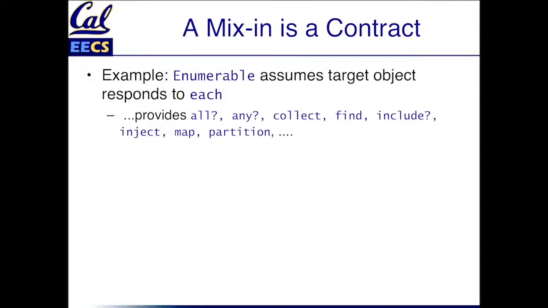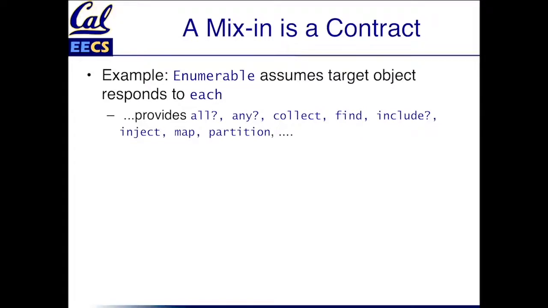So what does this mean? As a concrete example, it means that a mix-in is like a contract. The module Enumerable, we're going to use as an example because it's used all over the place in Ruby. It's very common. It assumes that the target object and the class you're mixing it into know how to respond to each. So like I said, if you define a new class, for example, a binary tree data structure, and you define each as a way to get at the elements of that data structure, you can now mix in Enumerable, and you'll get these methods for free. It will define for you predicates like all and any, collect, find, include, map, partition, a whole bunch of really neat stuff just because you agree to provide each. This is a hugely powerful behavior.